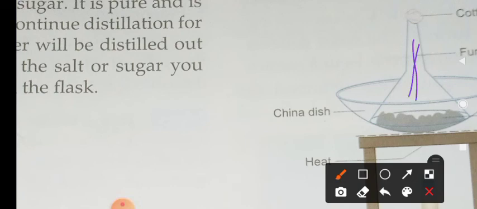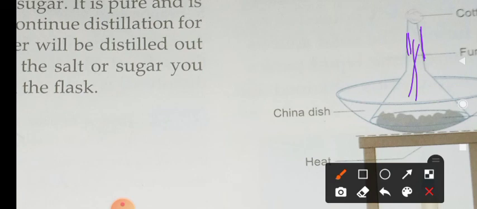After some time, what happens? The vapors of ammonium chloride get deposited on the sides of the funnel, and after cooling you can see the crystals of ammonium chloride there. Okay, children, so this is about sublimation.